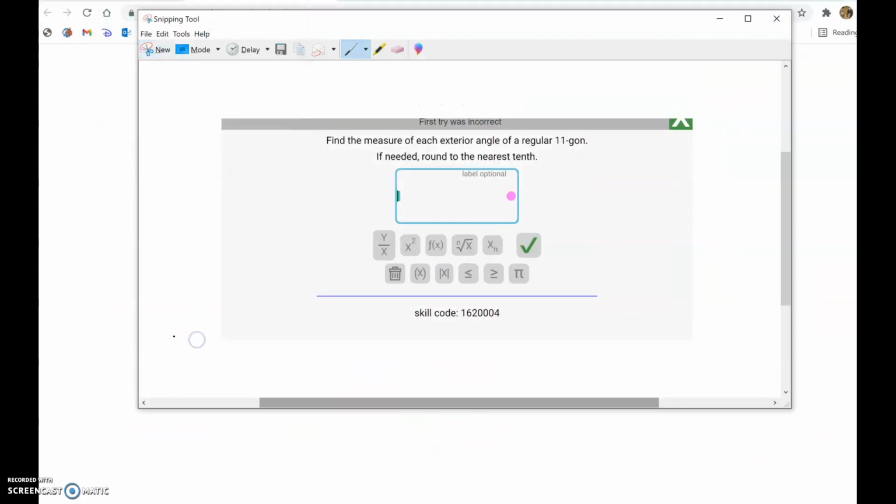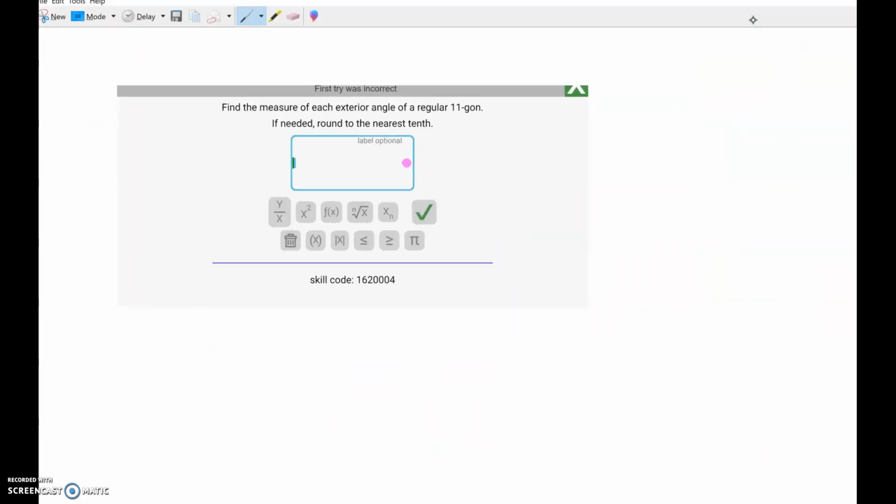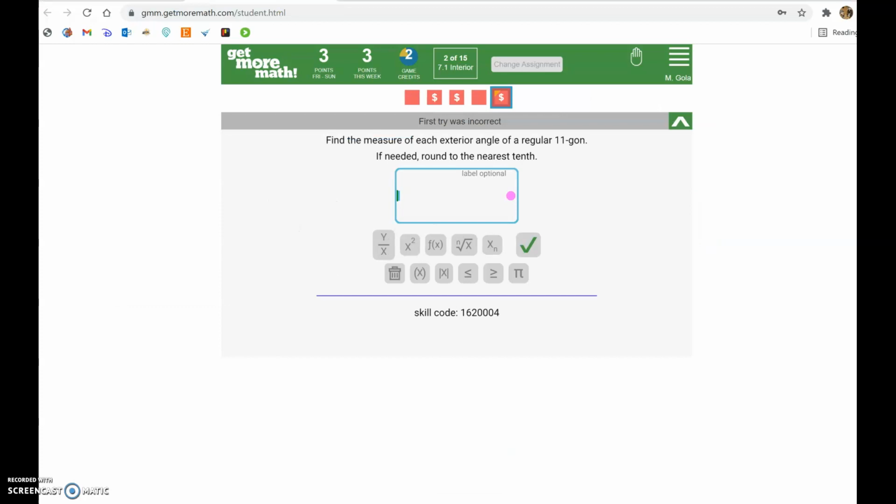Next one. Find the value of each exterior angle of an 11-gon. The exterior sum of any polygon is always 360, so we divide that by 11. We get 32.72. Rounded to the nearest tenth, it is 32.7.